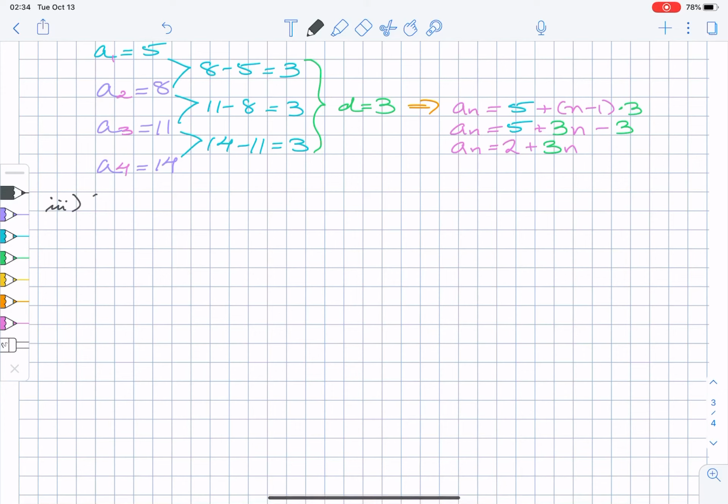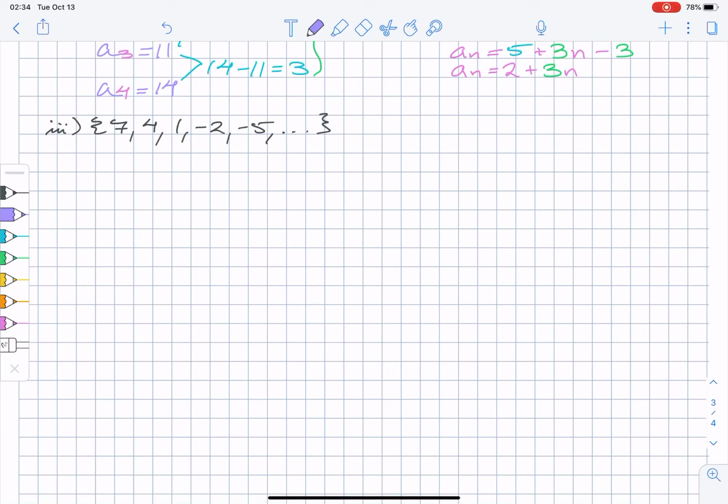Third time's a charm. We have 7, 4, 1, negative 2, negative 5. Okay, so I claim that a sub 1 is equal to 7, that a sub 2 is equal to 4, that a sub 3 is equal to 1, that a sub 4 is equal to negative 2, that a sub 5 is equal to negative 5.